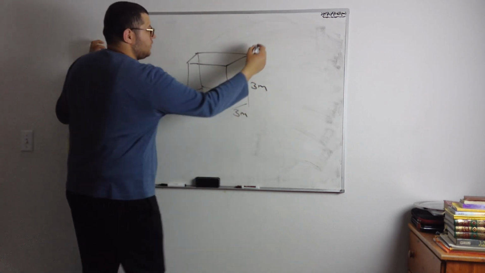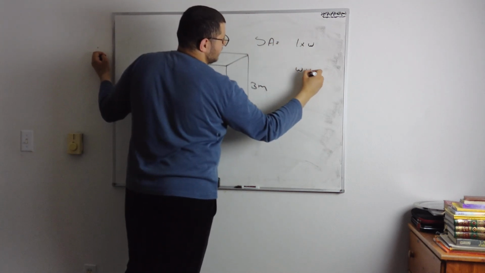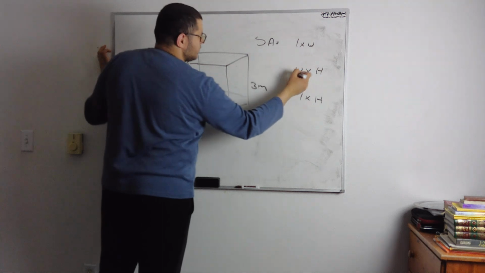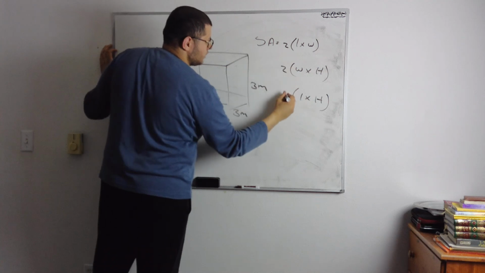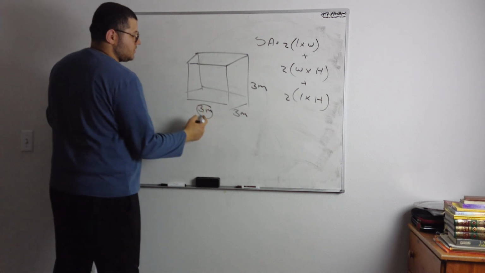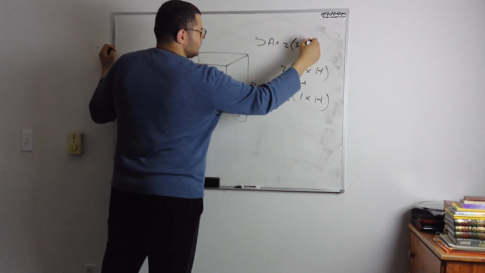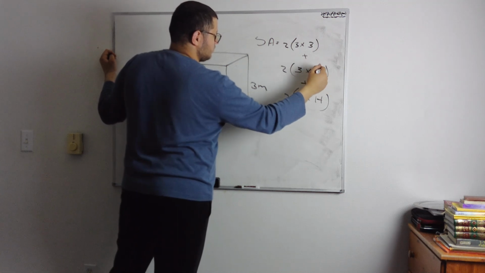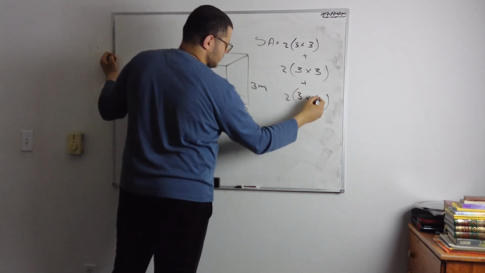Now, we said surface area equals length times width, width times height, and then length times height. Just put that down. Every time you do, just put that down. The 3 combinations. Times 2 on each side. And then add all 3 numbers. So 3 is the length and the width. So 3 and 3. Okay, width times height, 3 times 3 as well. Okay, length times height, so 3 times 3.